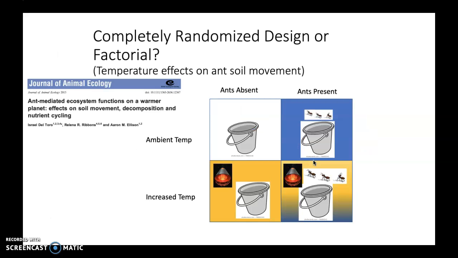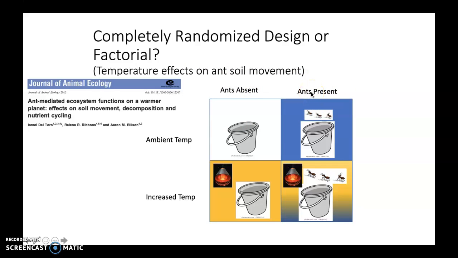Okay, now let's take a look at an example of a fully factorial design. So here's the paper that I alluded to at the end of the last video. This is a paper where Relena and I were interested in the effects of ants and soil movement on ecosystem processes like soil respiration. And so in order to evaluate that, we needed to have one set of treatments, whether ants were present or absent. So absent ant, no ants, or ants present.